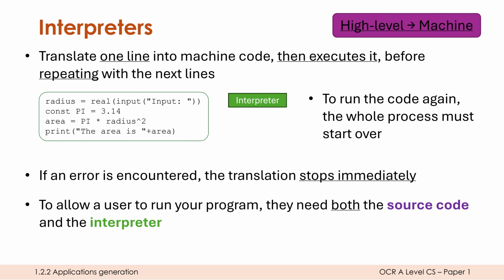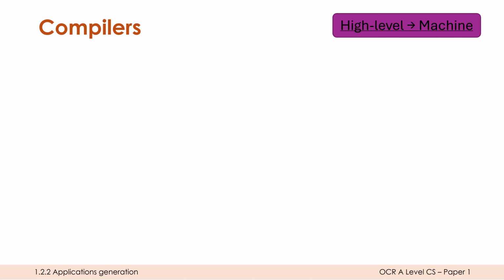And that means if I want to use an interpreter, I'm effectively making my code open source because I can't avoid sending my source code to the user. Whereas if I want to have the option of making it closed source, I really need to use a compiler, because a compiler does allow me to kind of hide my source code from the user. So a compiler also goes from a high-level language to machine code.